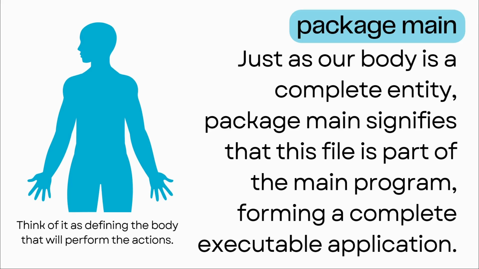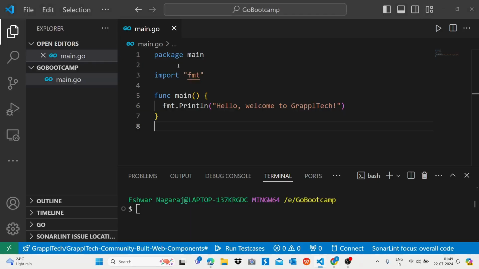You can consider package main as the body itself, which is a complete entity. That means it can have multiple files. Here we have main.go, right? You can have a second main.go, a third main.go. You can have multiple Go files in a single package. So the package main is mandatory. That's a rule in Go.